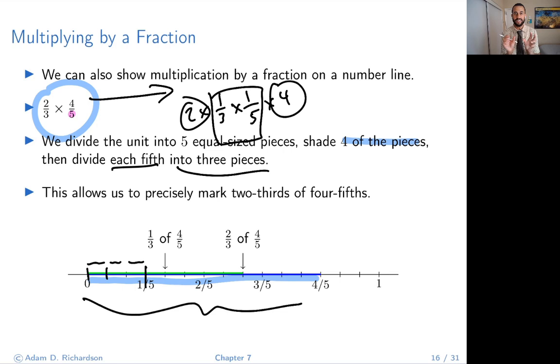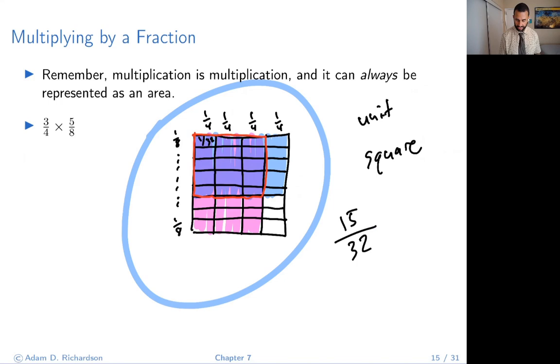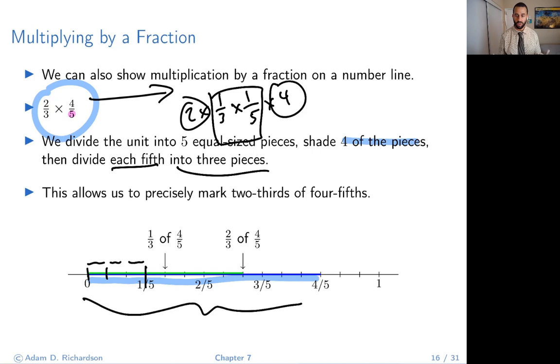And that's exactly what we did in the area model, right? If you remember the area model, let me go back here. We split our unit up, and then we just counted how many of those little pieces we had. It's the same thing going on right here with the number line. And you can see it right there. 2/3 of 4/5. Of what? Of the unit. The referent unit. Okay, so you can kind of see it there.